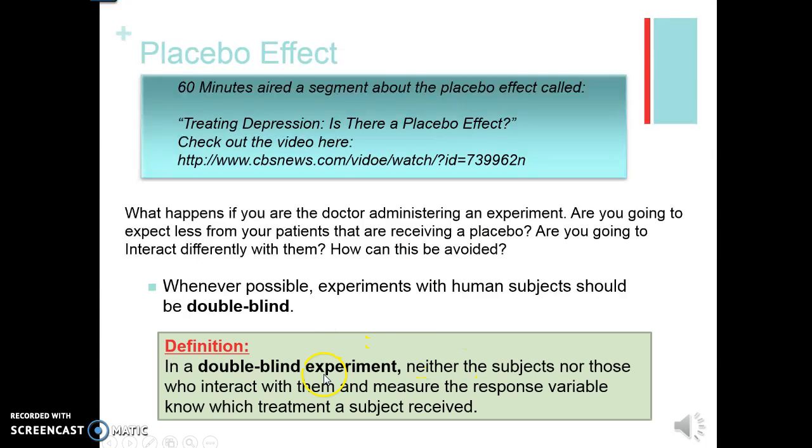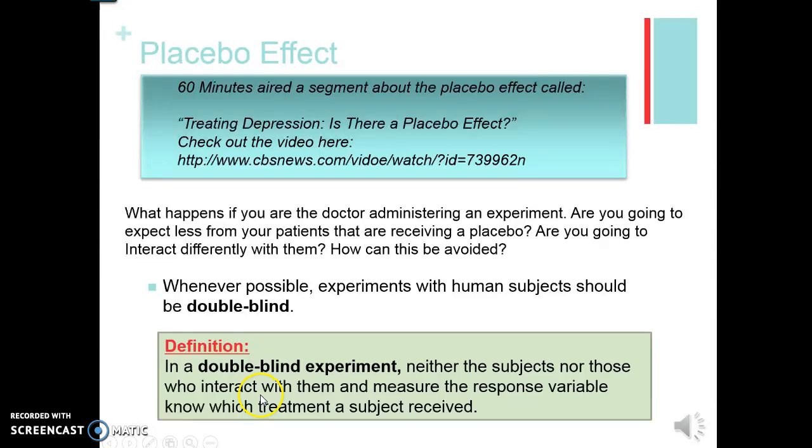What is a double-blind experiment? That means neither the subjects nor those who interact with them and measure the response variable know which treatment a subject receives. So what that means is if you are the doctor looking at whether the drug worked or doesn't work, the doctor themselves don't know who got the treatment and who did not, and the patients don't know who got the treatment and who did not.